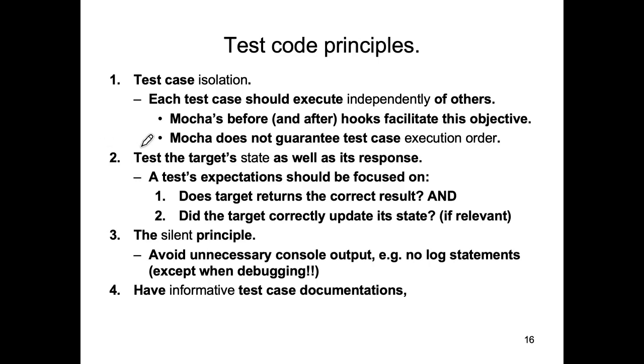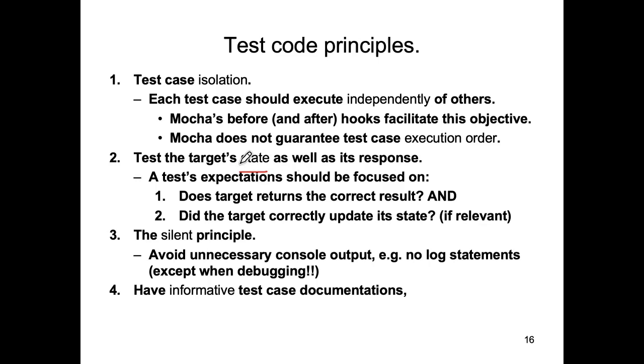Second principle says that the test target's state as well as the response should be tested. This is something that people find not so much difficult to understand. It is straightforward enough, but they forget to apply the principle. If we just talk about our catalog class and we're testing a particular method, the response is what the method returned. But when I talk about how we should also test the state, the state in the case of the catalog is the array of products. State always refers to data.